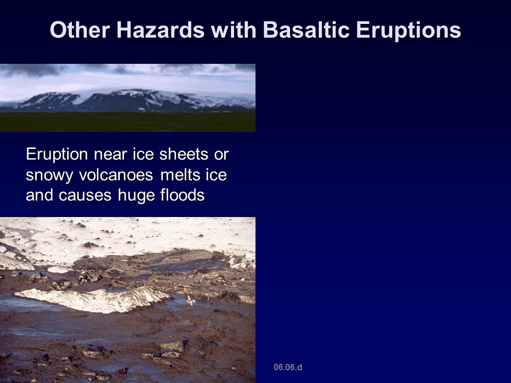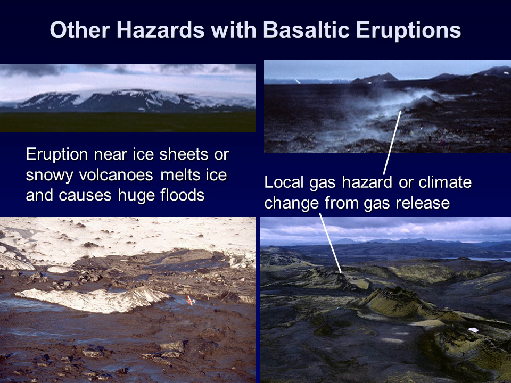So, forget about climate change. Just if these volcanoes go off and melt this ice sheet, it could contribute pretty significantly to sea level rise. Okay. Also, gas hazards. Gas hazards include sulfur dioxide combining with water to form sulfuric acid, possibly affecting climate. In the bottom right photo, this is of Laki, Iceland, where just such a thing has happened.